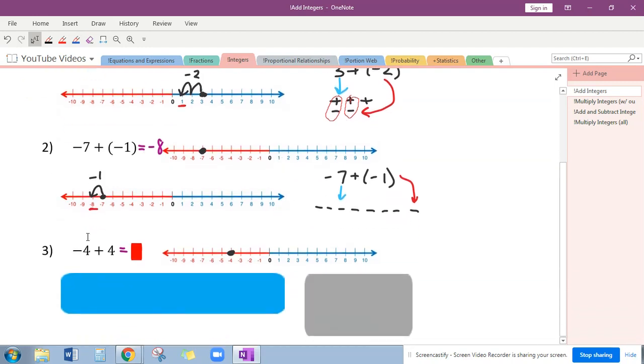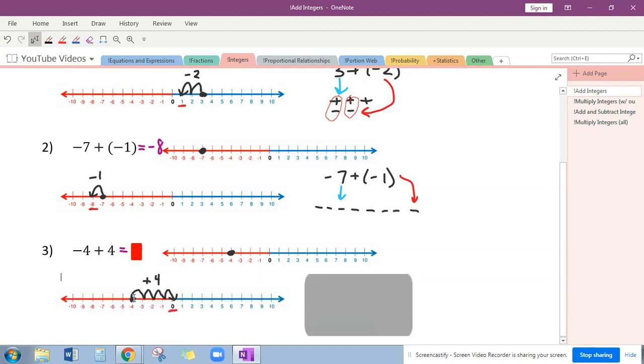Okay, last one, I have negative 4 plus 4. So same idea with my number line. I'm going to start at the first number, so negative 4. But this time, because it's plus 4, that means I want to go to the right, or forward 4. So if I look at my number line, I start at negative 4, I go 1, 2, 3, 4 to the right, and end up at 0, so that's my answer.